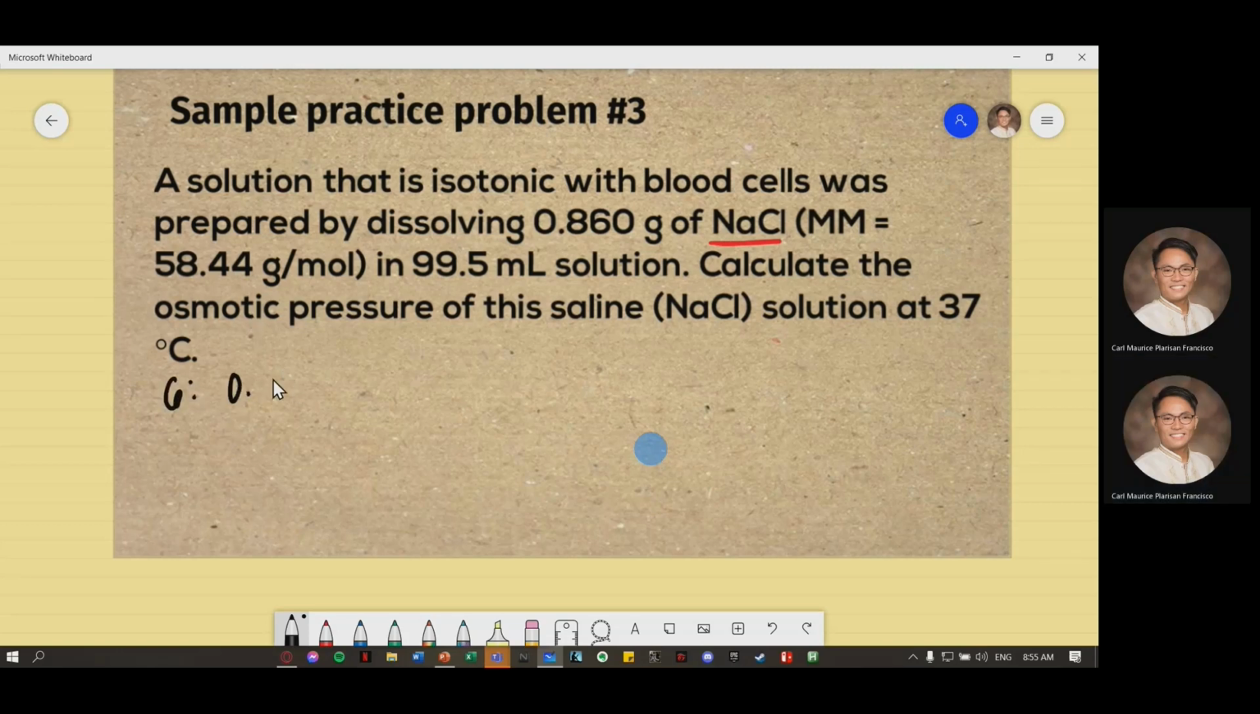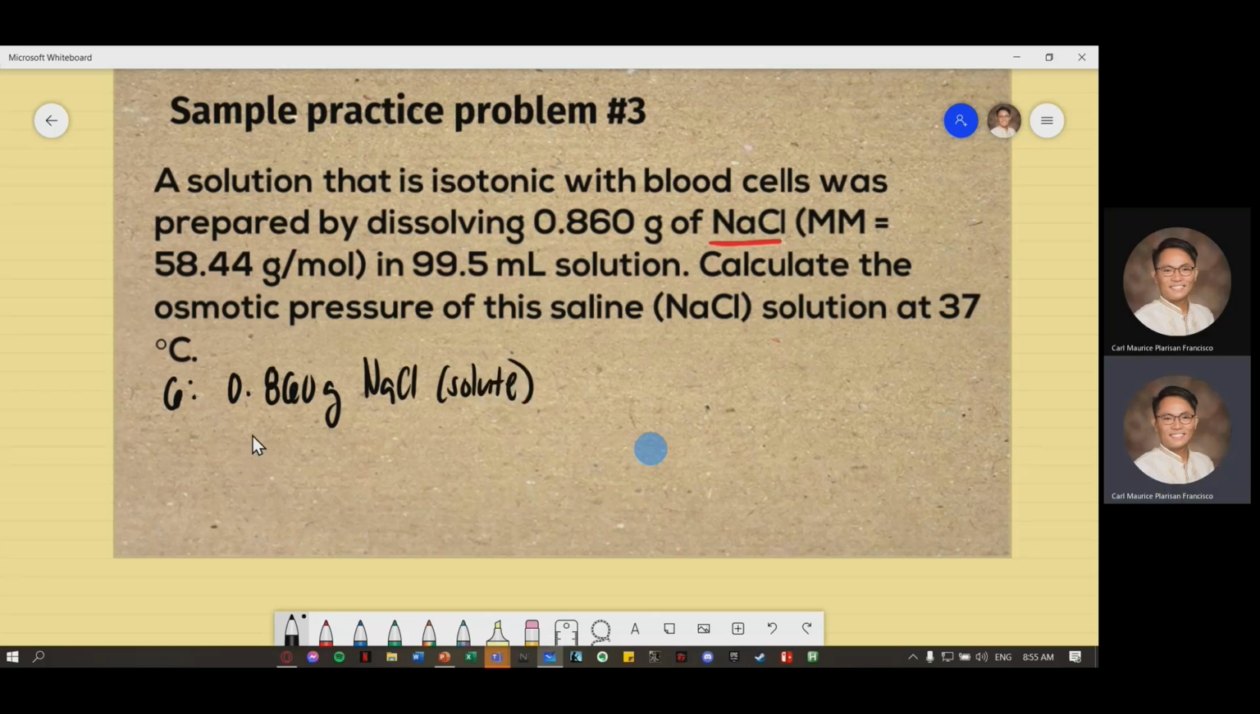Given: 0.860 grams of NaCl, this is your solute, and then 99.5 milliliter solution. So this is already the solution. And then temperature, 37 degrees Celsius. And then our requirement is osmotic pressure.